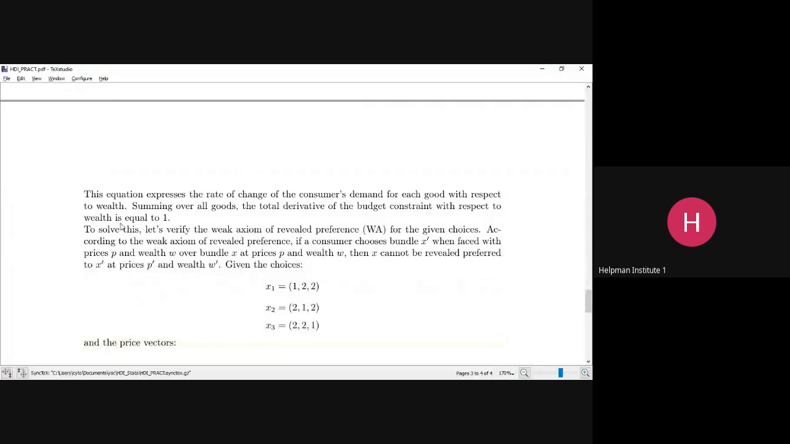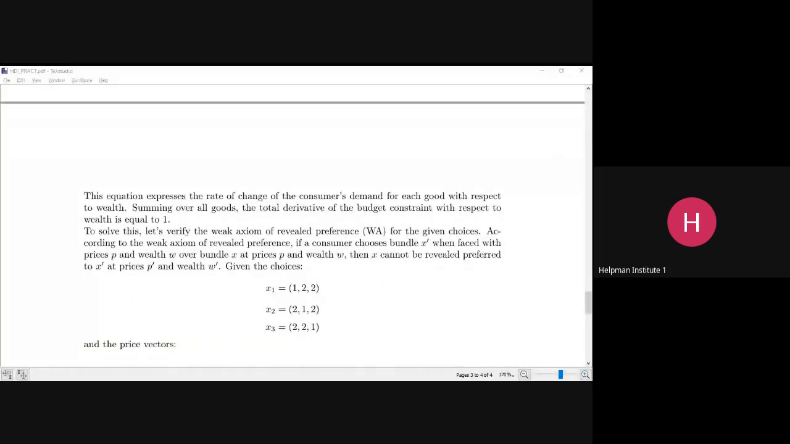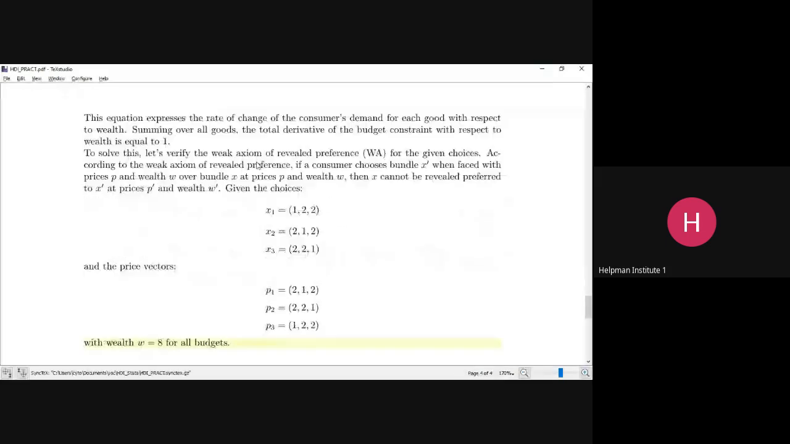Here's the question. To solve this, let's verify the weak axiom of revealed preference of the choice of this. All right, so these are the three goods that we are given: goods 1, goods 2, goods 3. Let us also look at the prices. The prices are given also. So let's say these are the prices and the weights. We have this price P1, P2, and P3, and this is the weight for everything.